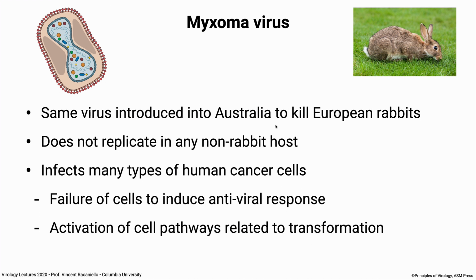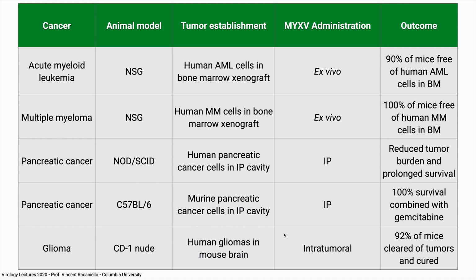Another virus being exploited for tumor therapy is Myxoma, the same virus introduced in Australia to kill rabbits. It doesn't replicate in humans, and it turns out to infect many types of human cancer cells. Again, because they have poor interferon responses and they're transformed, which, if you go back to that table, some of those make it more hospitable for virus reproduction. And a whole variety of tumors are being explored here.